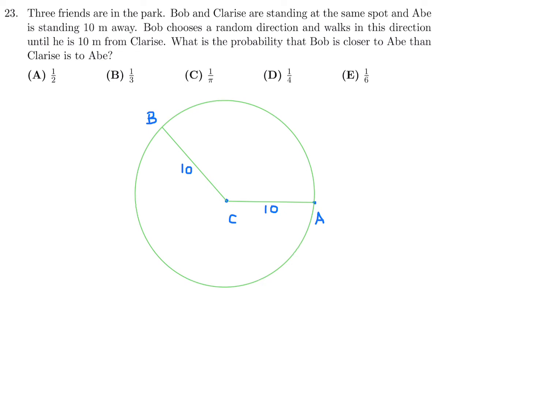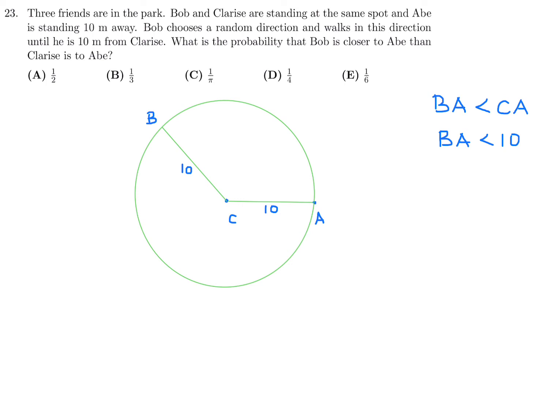But they have given me a criteria that wherever he ends up, they want the distance from him to Abe, which I guess would be that distance, to be less than the distance from Clarice to Abe. Well, currently it doesn't seem to be the case at all. So let's just write that here. We want the distance from B to A, which is BA, to be less than the distance from C to A, which is Clarice to Abe. And C to A we know is 10, so basically we'll want the distance to be less than 10.